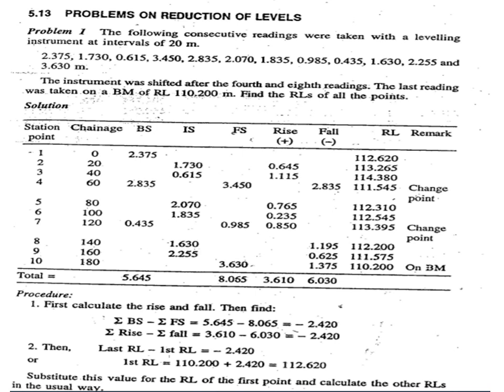When the difference is positive, you enter it in the rise column. If the difference is negative, you enter it in the fall column. And whenever you check the accuracy of leveling, you apply the arithmetic check: summation BS minus summation FS should be equal to last RL minus first RL. Thank you friends. In this lecture we have seen the two methods of reduction of levels: one is the rise and fall method and the second is the height of instrument or collimation plane method.